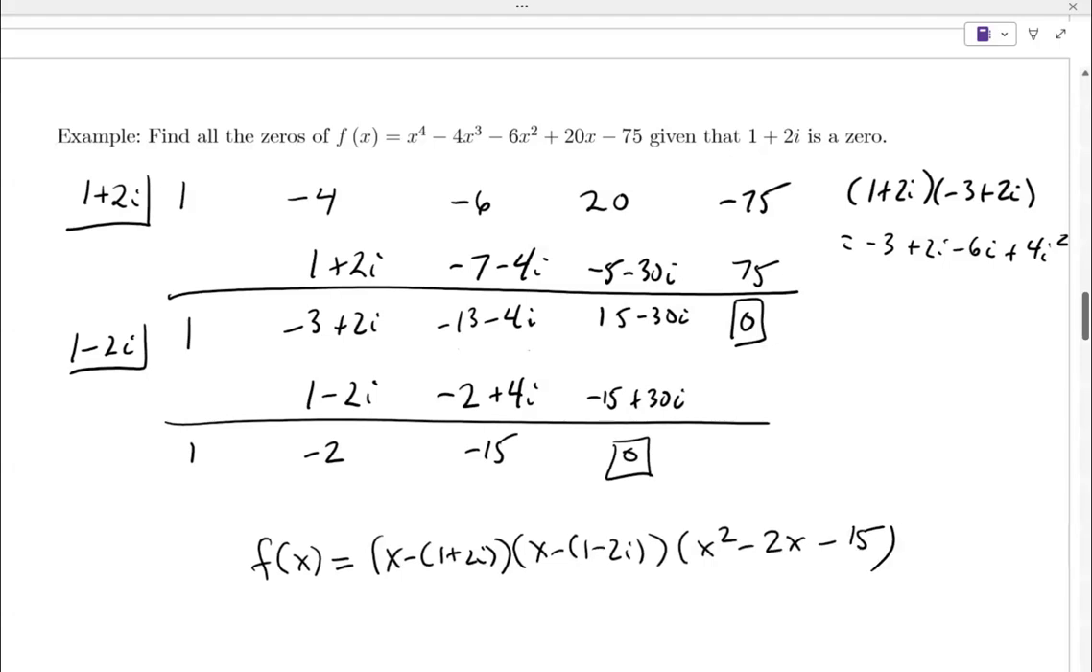Very good, right? So we found that these two things are zeros, so we know that x minus those numbers are factors, correct? That's the factor theorem we talked about before. If you have a zero, then x minus that number is a factor. So I have those two linear factors, and then this third one, right? Does that third one, that quadratic piece, factor? Yes. Good.